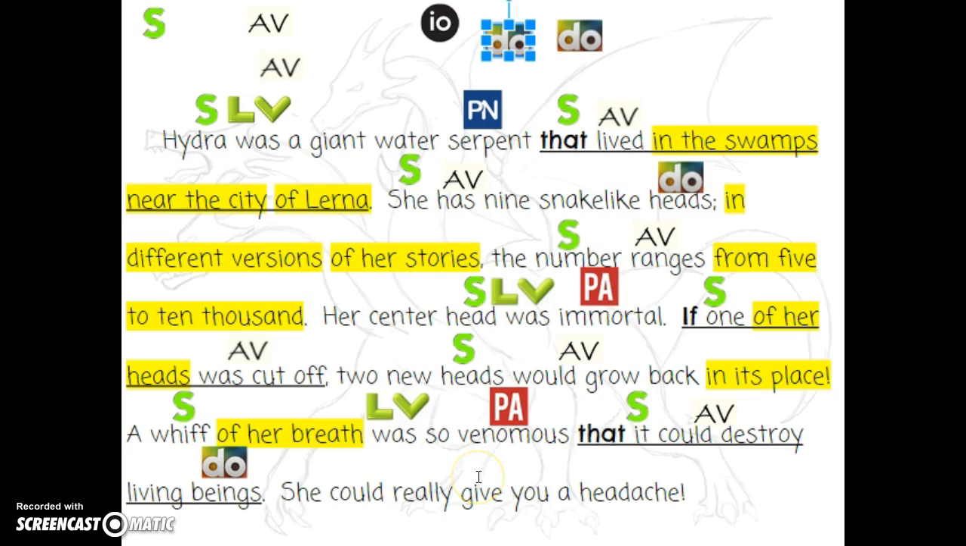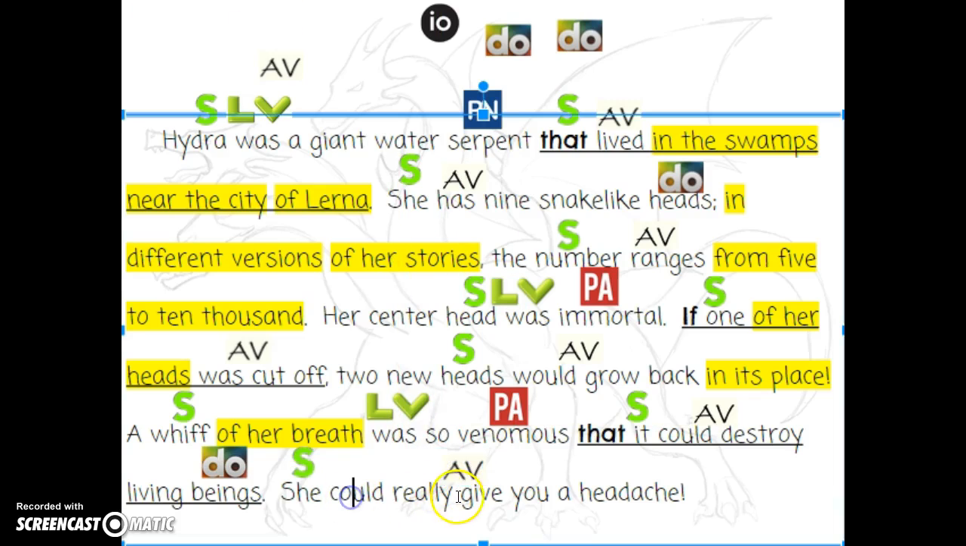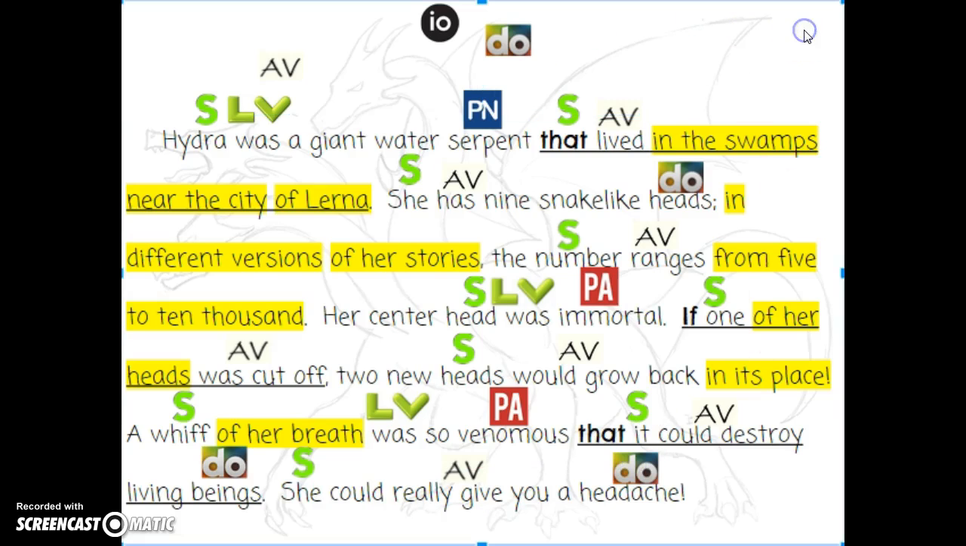And then the last sentence, she could really give you a headache. My sentence is about she. What did she do? She could give, and I have a helping verb, could, goes with give, could give. Could give, I look for my direct object, could give what? Could give a headache. Could give a headache to whom or for whom.